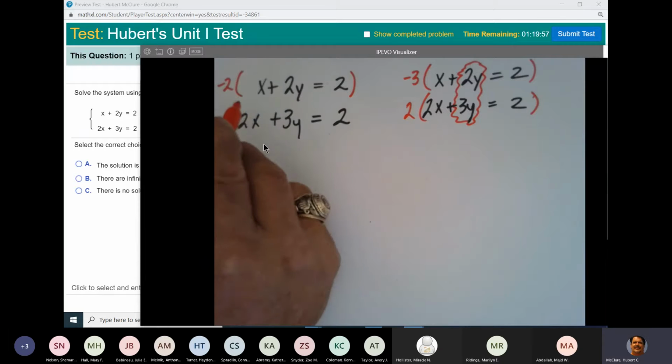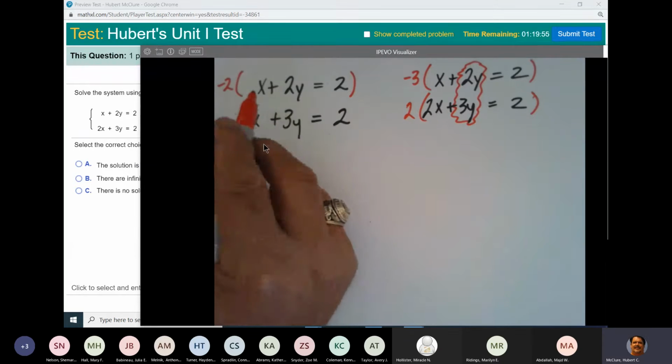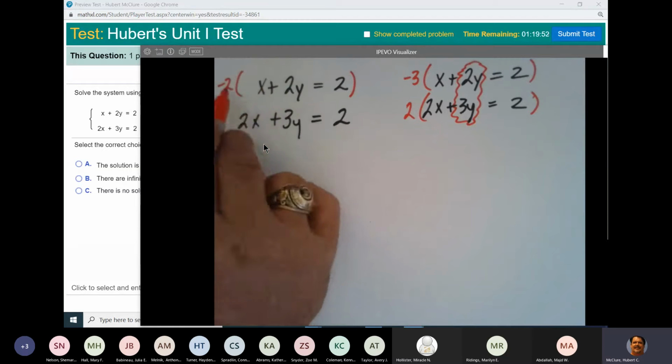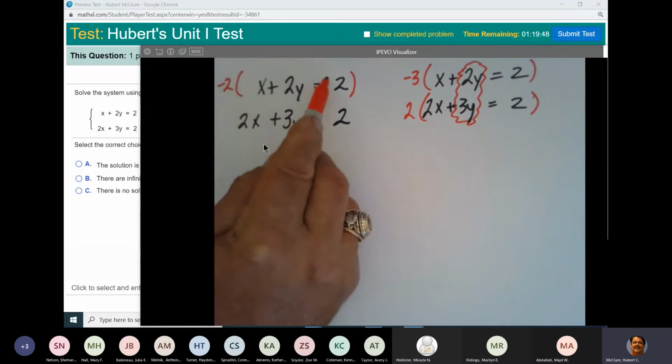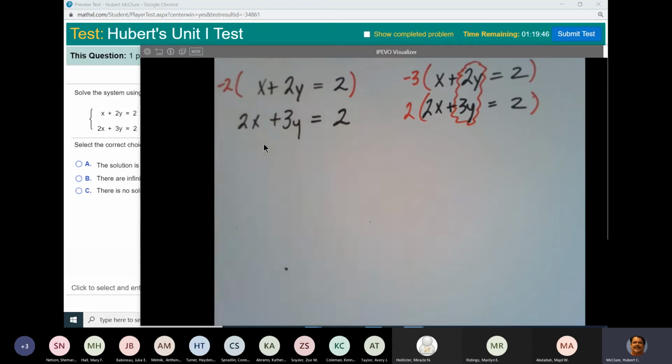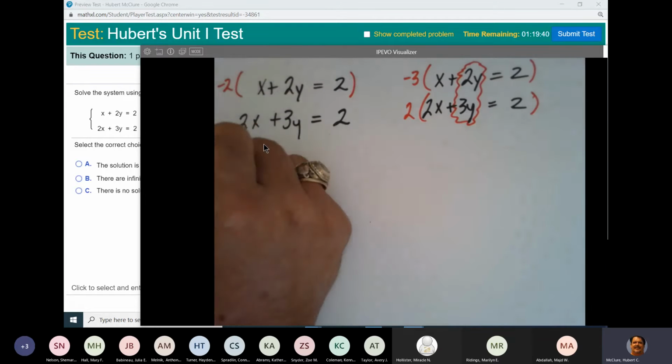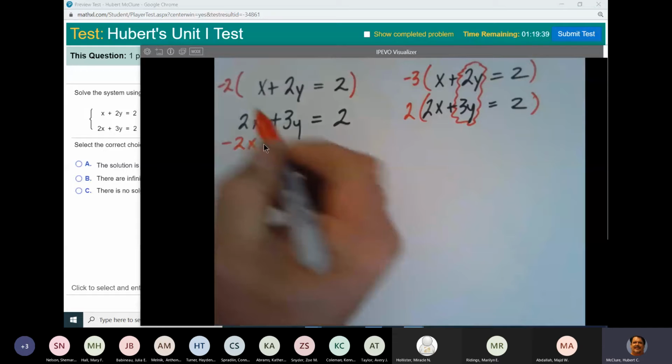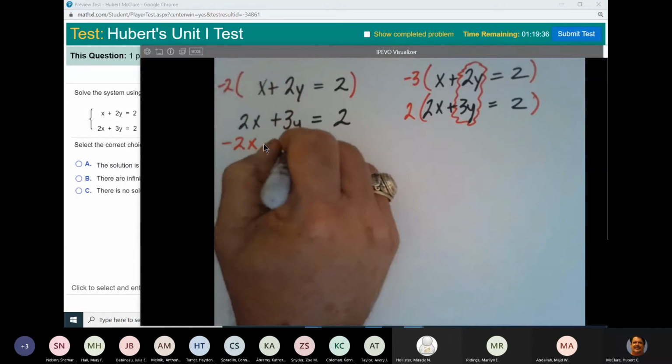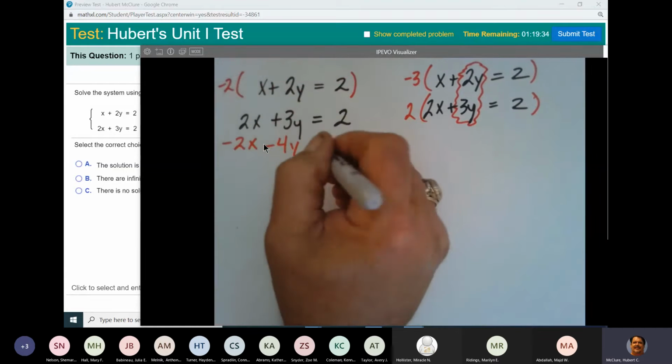But I'm going to pick the lesser of two evils, like Mr. Abdallah just said. I'm going to do the easy one, and that is multiply this through by -2, and I can get rid of the x's. So I'm going to do -2 times x is -2x, -4y, and -4.